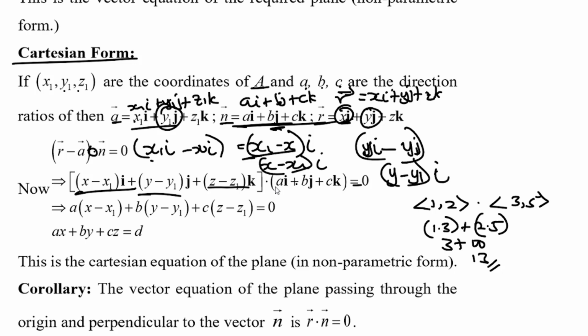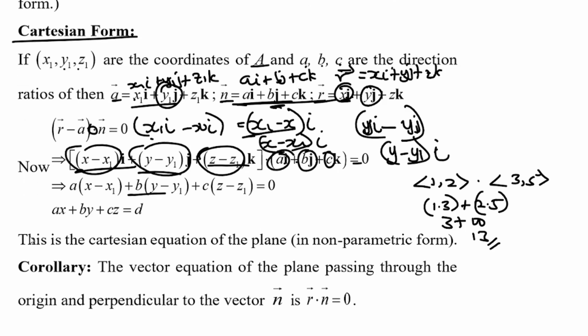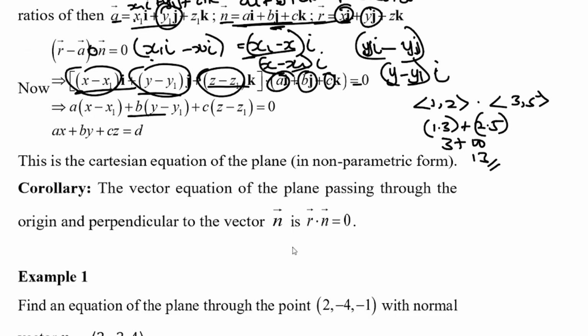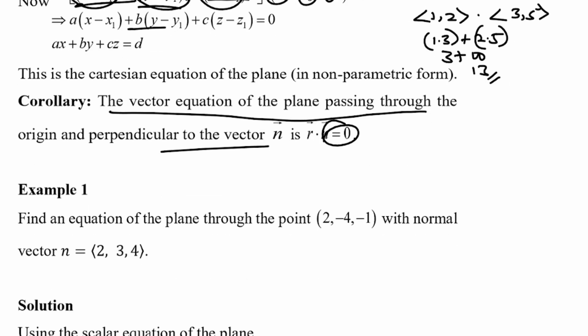So the same thing is happening here. If you dot this one to this, it means you are going to multiply this by this correspondingly. If you take this one to, we are going to multiply it by this, and that's what you have here. And if you take this one to, we are going to multiply it by the C. All equals 0. So of course, AX plus BY plus CZ is equal to D. And this is the Cartesian equation of the plane in non-parametric form. Now the vector equation of the plane passing through the origin and perpendicular to the vector N is R dot N equals 0.